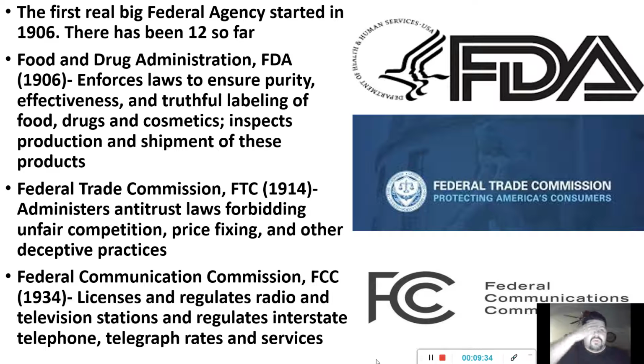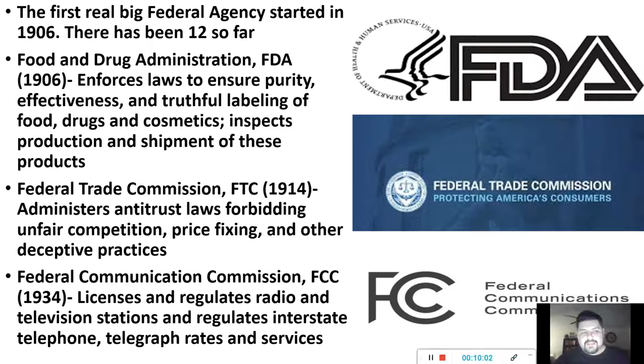All right, so now we're going to get into the government agencies. Now, the thing is, the first one started in 1906. And since then, we've had about 12 of them whose primary job is to look after you, the consumer, the buyer, and protecting you, the worker. Okay, so we're going to look at that kind of stuff. All right. So again, the first one was in 1906. That was the Food and Drug Administration.